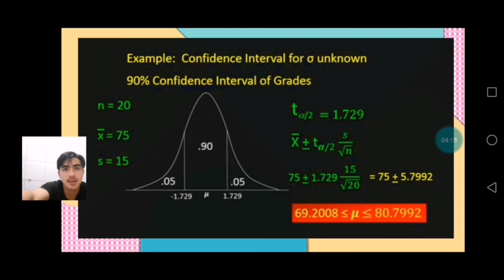The tail areas represent the error, that is, a 10% chance that the true mean is outside this interval, and half of that error will be on the upper tail above 80.8, and half of that error will be on the lower tail area below 69.2. So I think that should be all for chapter 7, which is the confidence interval when sigma is known and the confidence interval when sigma is unknown.